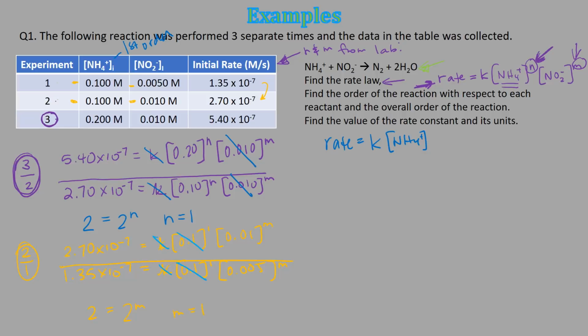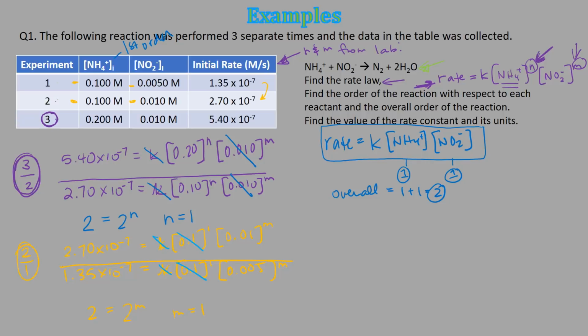So then for my rate law, I would have nitrite to the first as well. So this is my rate law that it wanted. Okay, and the order of the reaction with respect to ammonium is 1, and the order of the reaction with respect to nitrite is 1. The overall order is just those two together. So overall, the order is 1 plus 1, so that means the overall order is 2.